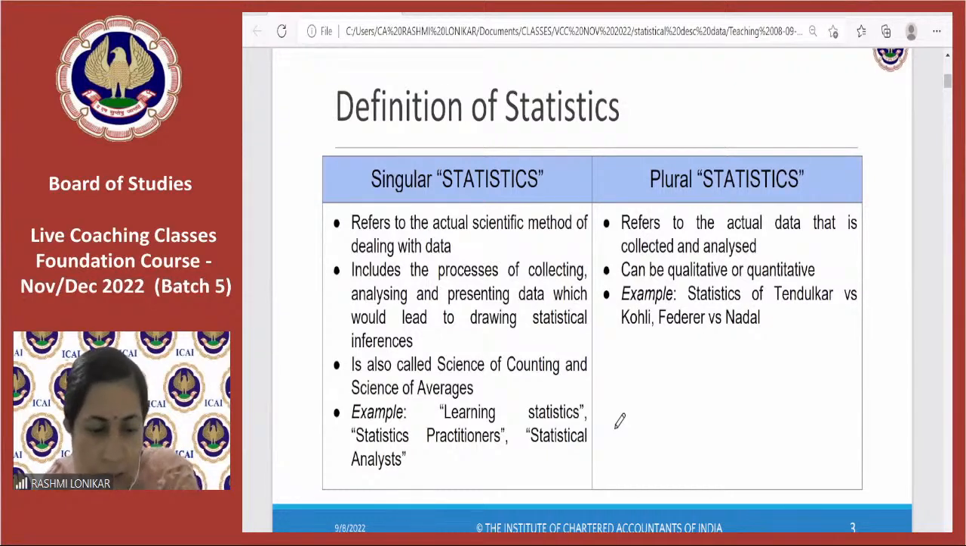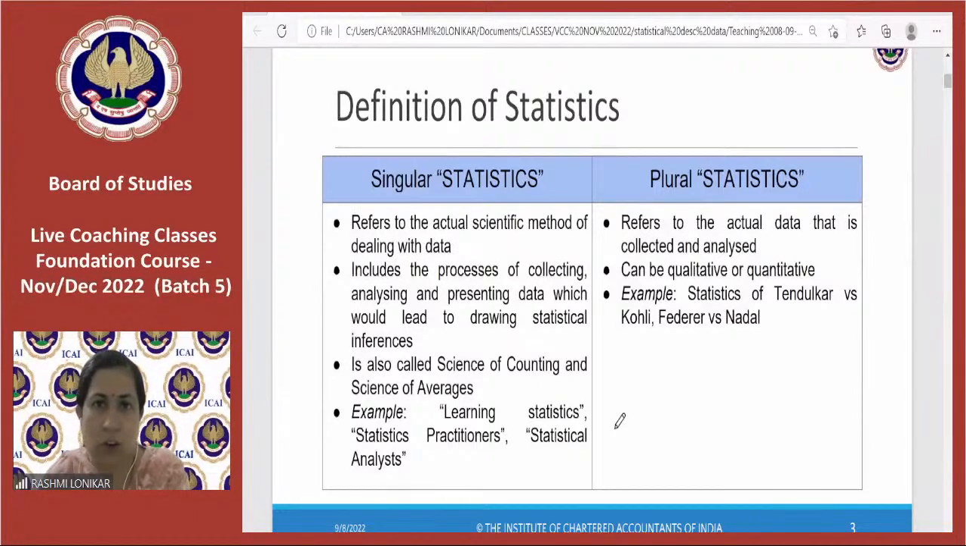In statistics, we were talking about Tendulkar versus Kohli in the early example, or we can even talk about, if you are fans of tennis, you can see right now the US Open is going on. How Nadal is performing, how Alcaraz is performing, all those things are included in statistics. Just now the match ended, and it was a very long drawn match, a 5 hour match.